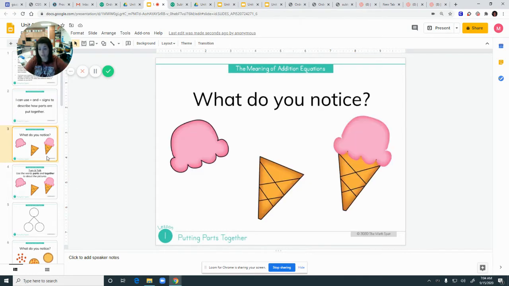Let's talk about our ice cream. Let's see what we notice. Well, we have ice cream and we have a cone. If we put those pieces together, we get an ice cream cone. So our pieces were the ice cream and the cone. When I put them together, I made my whole, which is my ice cream cone.